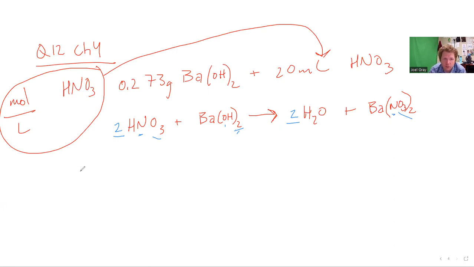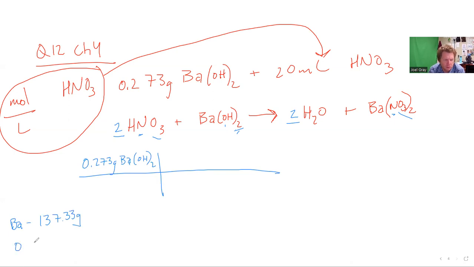Now, what we have is 0.273 grams of Ba(OH)2. Our molar mass for barium hydroxide: barium is 137.33 grams. Oxygen, and we've got 2 of them, is 16 each, so that's 32. And hydrogen, 2 hydrogens, that's 2. So we're talking about 171.33 grams of Ba(OH)2 is 1 mole of Ba(OH)2.